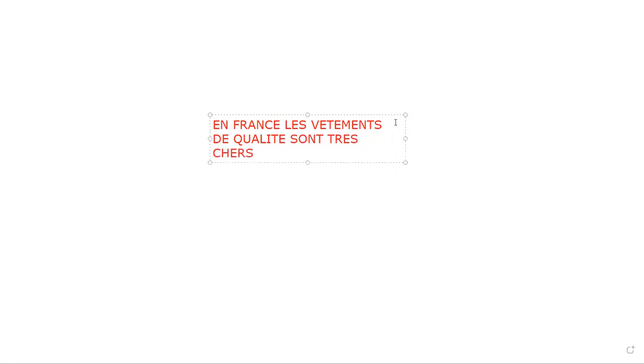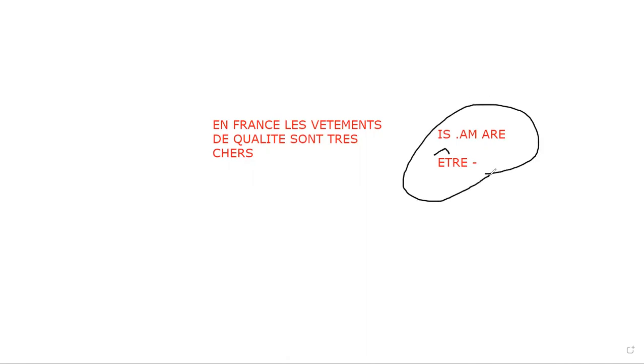Sont. What is S-O-N-T? S-O-N-T belongs to my verb être. Now, let me explain to you what sont is over here. In French language, we have être. Repeat after me. Être. Remember, être, we have done. My verb to be is être. And in French language, we have a conjugation. You have to understand the conjugation.